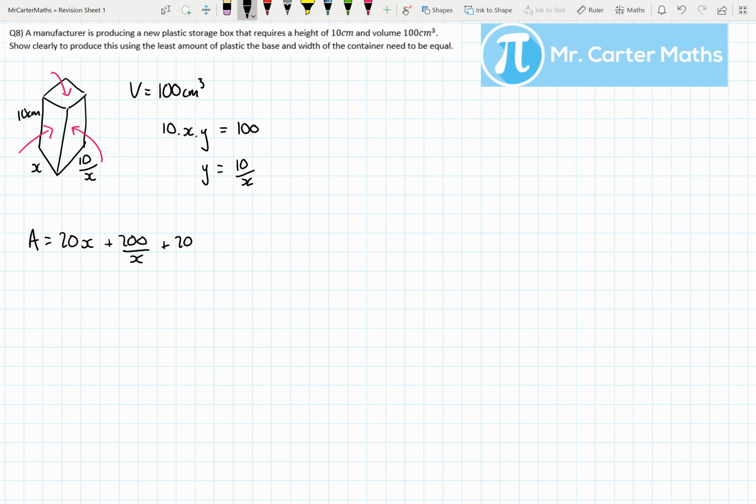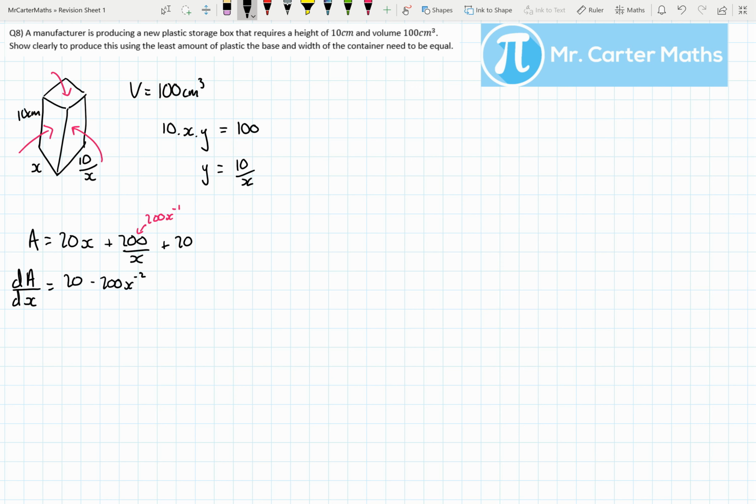So I've got an expression for my area. I'm thinking about minimum area. As soon as I'm thinking about minimums, I would like to know for which values of x that minimum is going to occur. I'm going to think about differentiating A in terms of x. So I've got 20x, which differentiates to 20. I've got 200x to the minus 1. Differentiating it, the minus 1 comes down. Got minus 200x to the minus 2. And 20 differentiates to 0.